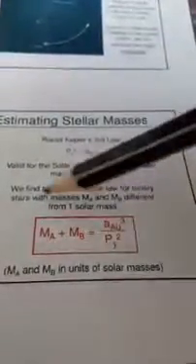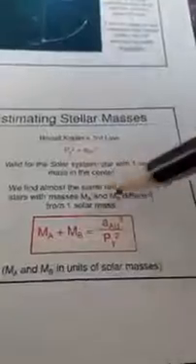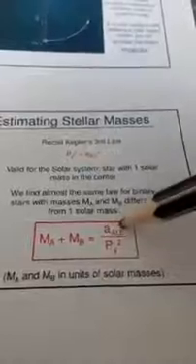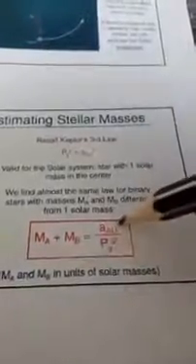We find almost the same law for binary stars with masses M and A different from one solar mass. So the mass of one star plus the mass of the other equals the distance cubed in astronomical units divided by the period in years squared. Now that makes sense because that's three-dimensional and that's two-dimensional. So when you divide that by that, you're left with one dimension, and mass is in one dimension. It's called a scalar because it's in one dimension. All right, so there you go.